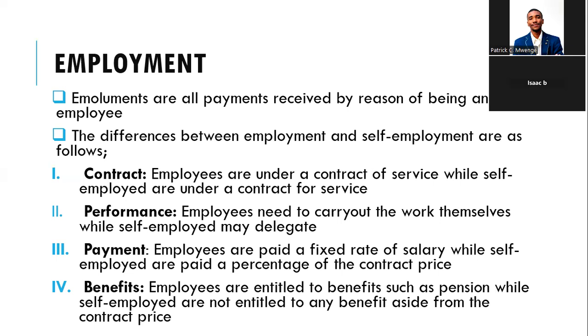Then four, benefits. Employees are entitled to benefits such as pensions, while self-employed are not entitled to any benefits aside from the contract price. So again, employees under the contract are under the control of the company, while self-employed individuals are not. According to employment law, employers are supposed to give benefits to employees, but self-employed individuals under a contract for service are not offered any such benefits. There are other differences. You can just take a look at the book, but for now we can just cover the four, so at least if a question comes, you can be able to write something.